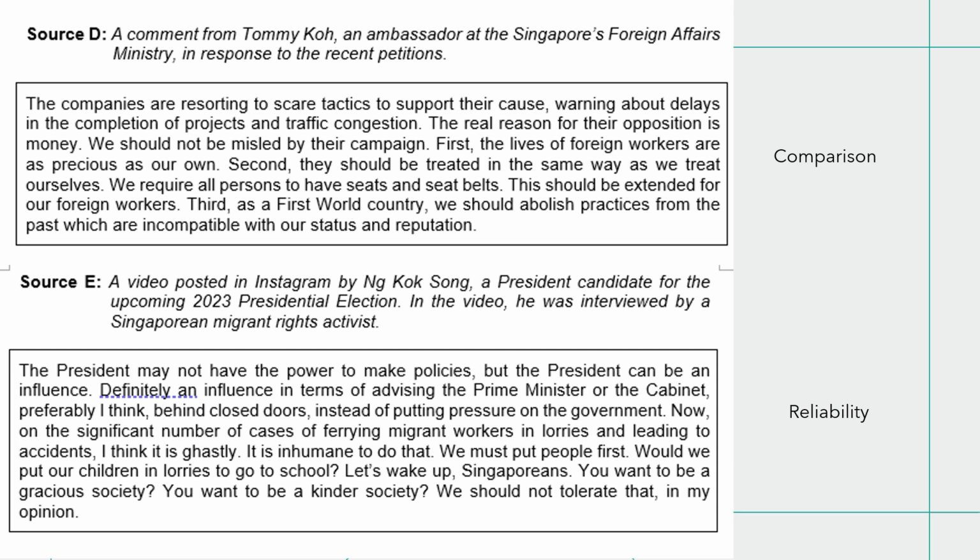So C and D comparison, and finally source E, I will write down beside the source that it is a reliability question. Now, why do I need to annotate all this down? Because sometimes students under exam pressure do the wrong questions. They might be comparing, instead of C and D, D and E. Instead of doing reliability for E, they're going to do reliability for D. It happens in WA2, and I don't want to see that again.